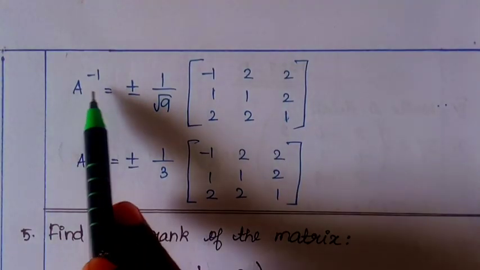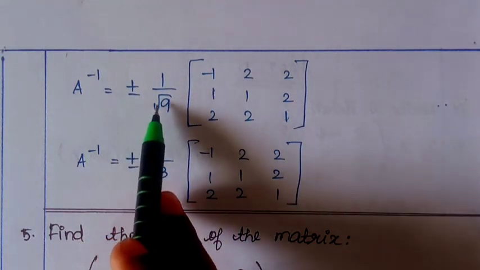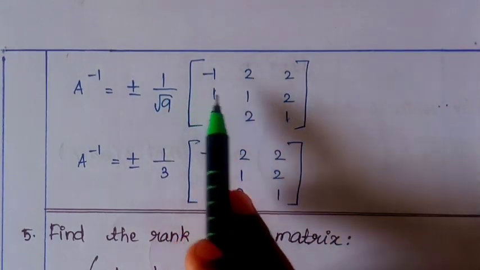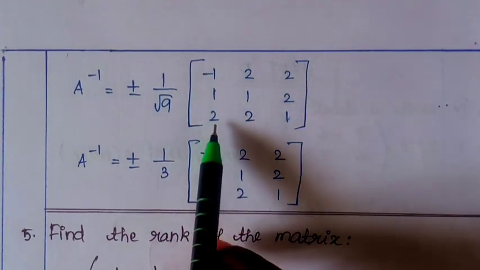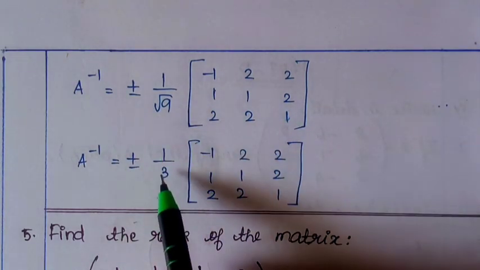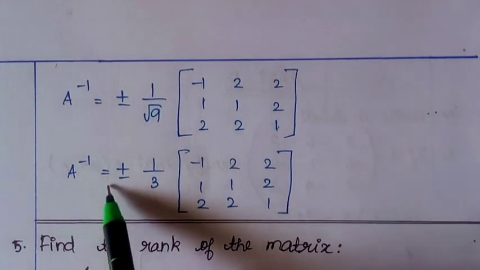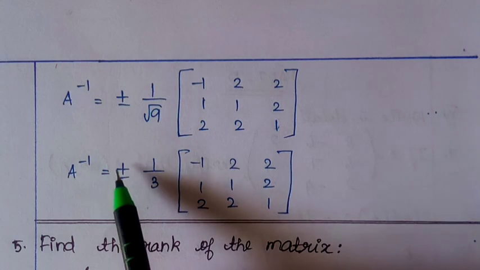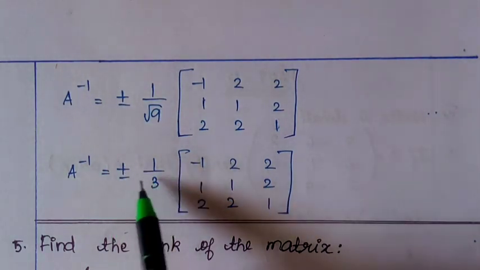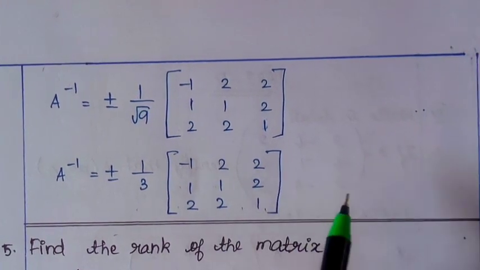And after that, A inverse is equal to 1 by root of modulus adjoint A, right? So we got the answer root 9. And then in the question they have given minus 1, 2, 2, 1, 1, 2, 2, 2, 1. So after substituting it, root 9 is 3. So A inverse is equal to plus or minus 1 by 3, minus 1, 2, 2, 1, 1, 2, 2, 2, 1. That's it.